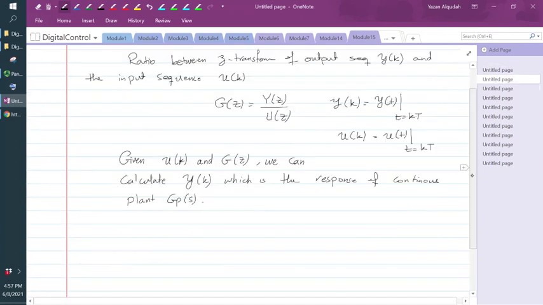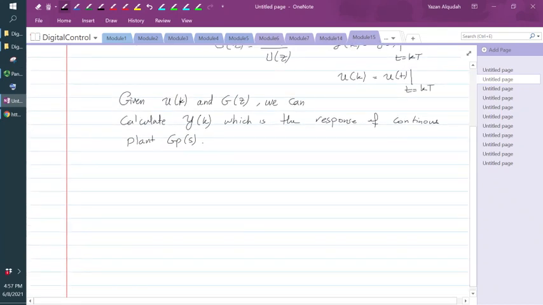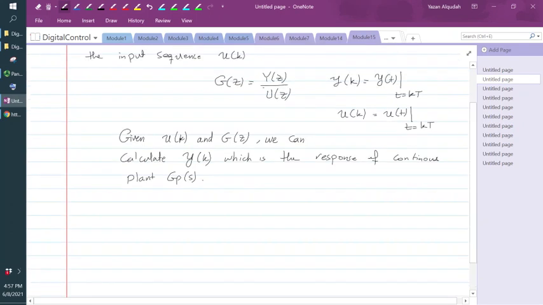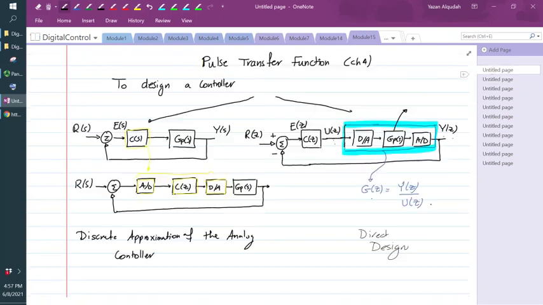Okay, so of course it's important to keep in mind that when we calculate this output Y of Z, that is going to give us the output only at the sampling times. Between the samples, we know nothing about the response of the system. So again, when I look here, if I calculate Y of K, I'm going to know the response at these sampling times. Now what happens between this sample and this sample, I have no access to if I'm looking at Y of K.